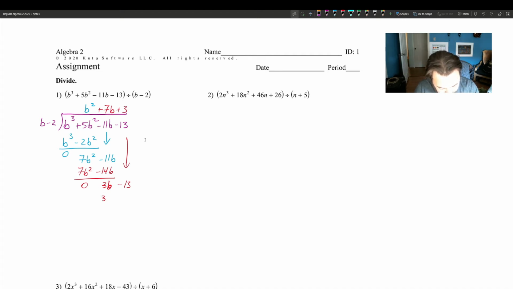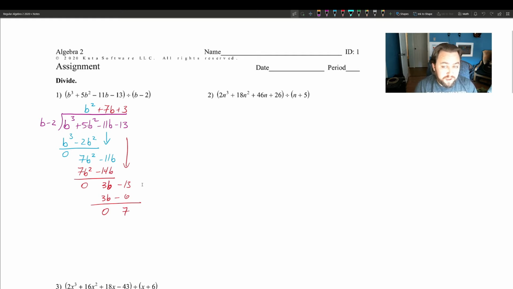So 3b, okay. And 3 times negative 2 is negative 6. So those guys cancel. And that's 13 minus negative 6. So it's 13, 12, 11, 10, 9, 8, 7. So we end up with a 7 here. So we're done now. The 7 is our remainder.